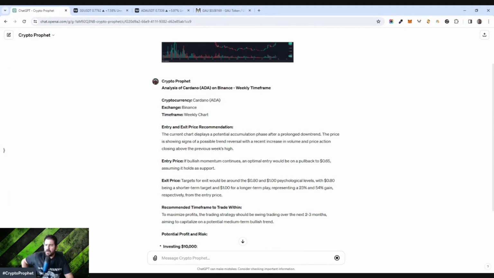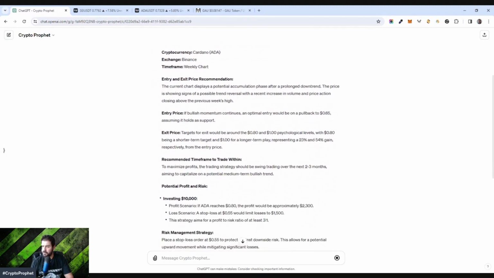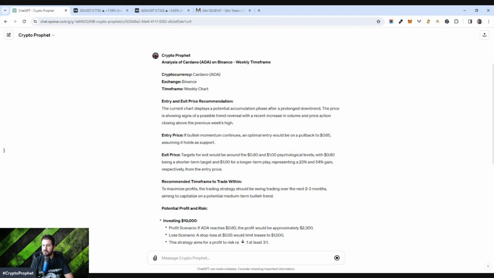Entry price: if bullish momentum continues, an optimal entry would be on a pullback to 65 cents, assuming it holds support. An exit price would be around 80 cents or $1. And the psychological levels, with 80 cents being the shorter term target and $1 being the longer term play, representing a 23% and 54% gain respectively, right? That's pretty darn good. To maximize profits, the trading strategy it recommends is trading over the next 2 to 3 months, aiming to capitalize on a potential medium-term bullish trend.